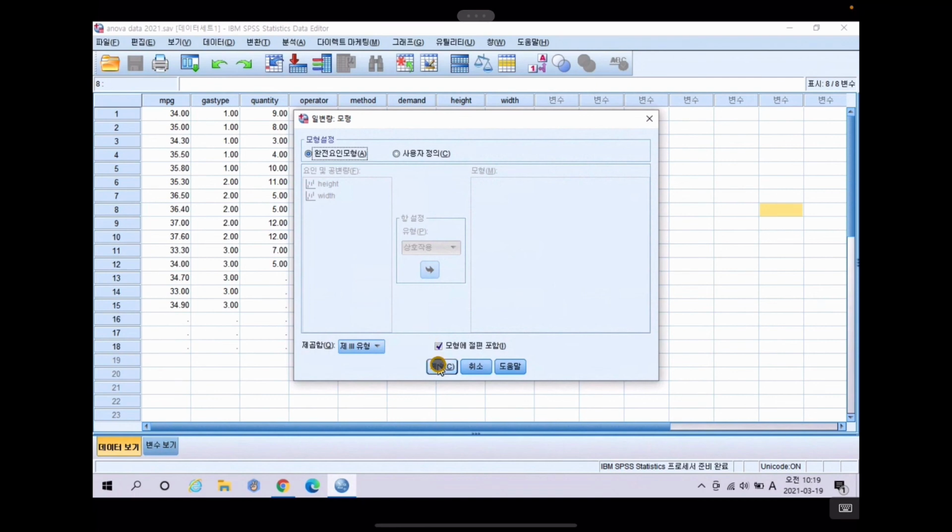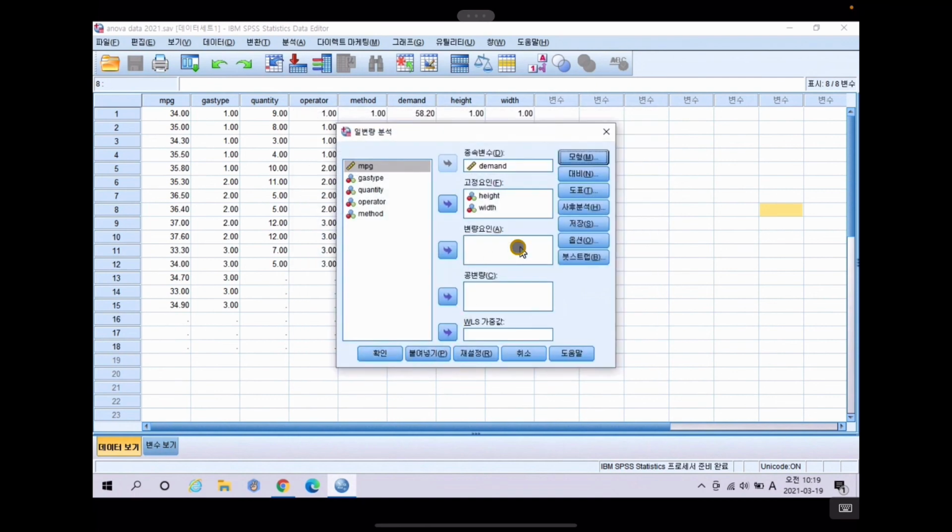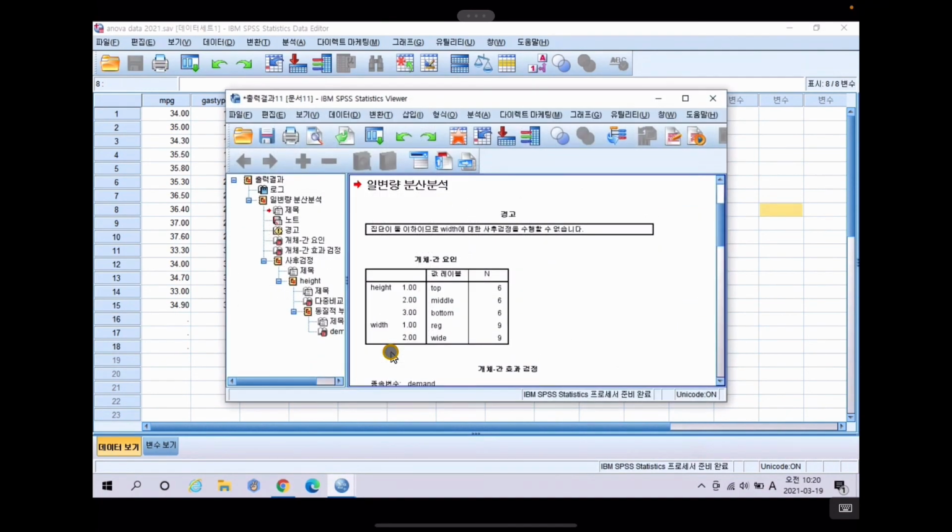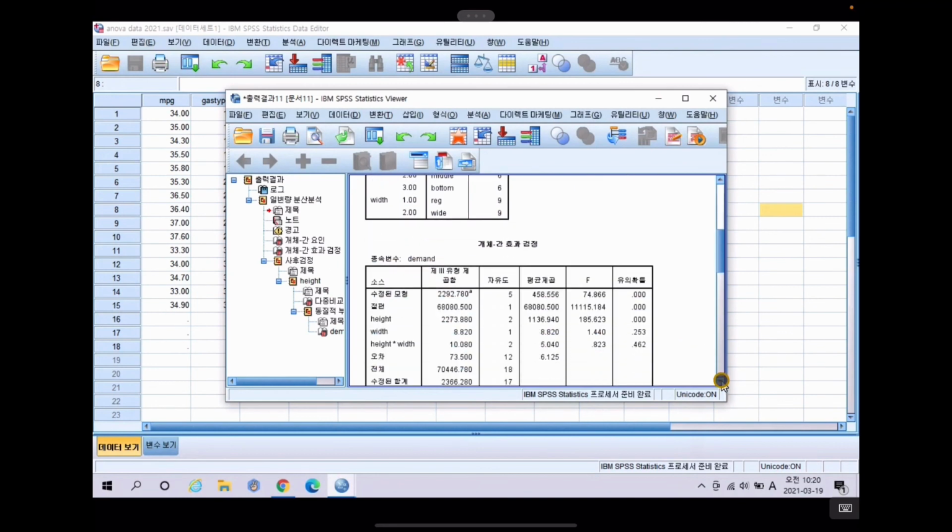And then you continue. If you want to have post hoc analysis, you click this one, and then you select Tukey, and then you enter. So you get the results here.